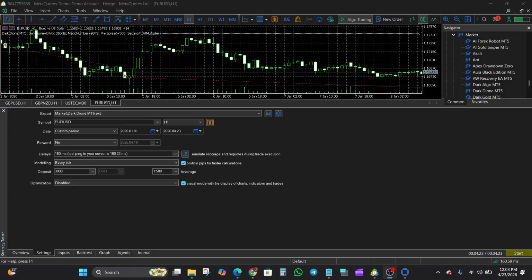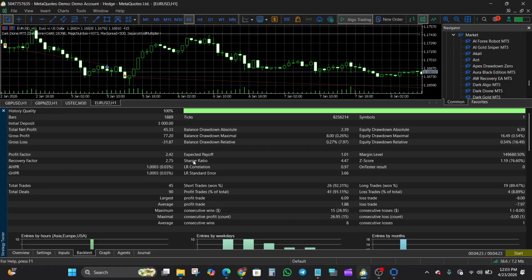Okay, so the results are out. Based on what we can see here, we had an initial deposit of 3,000 US dollars. Total net profit was just about $45.33. That gives us about 1.5% profit gain from our account balance. We had a total of 45 trades, 26 short trades and 19 long trades, with high win rates on both sides: 92% for short, 89% for long.